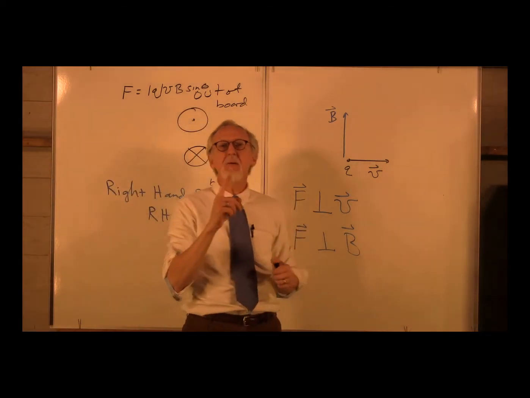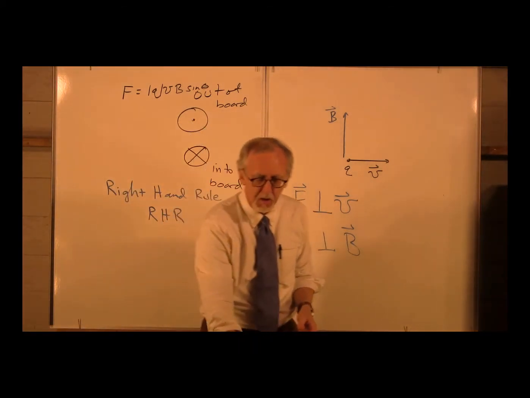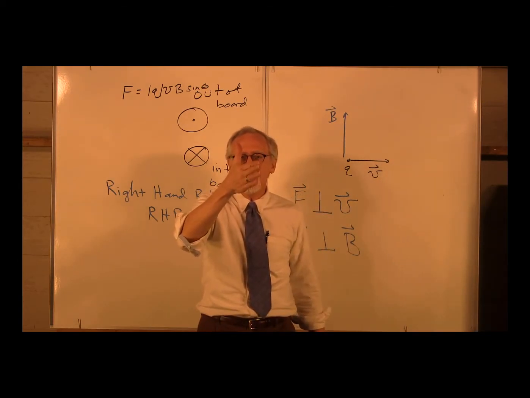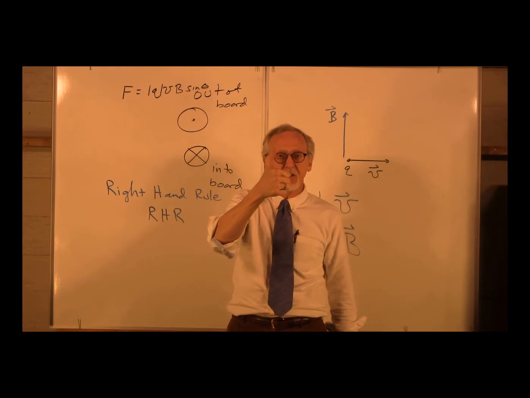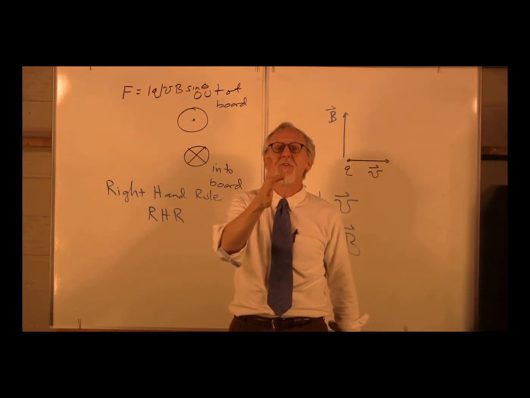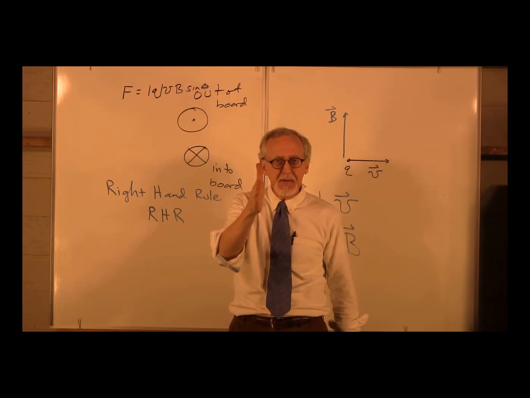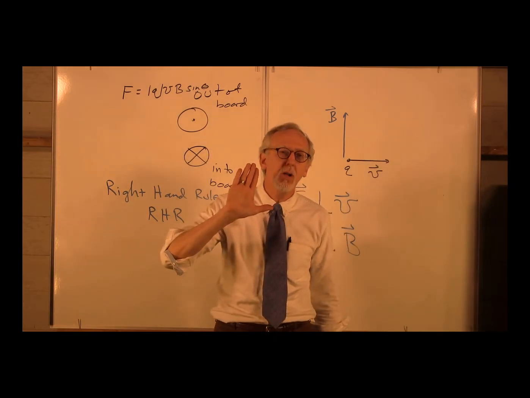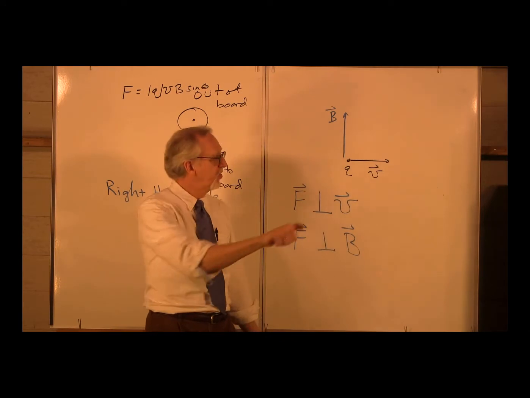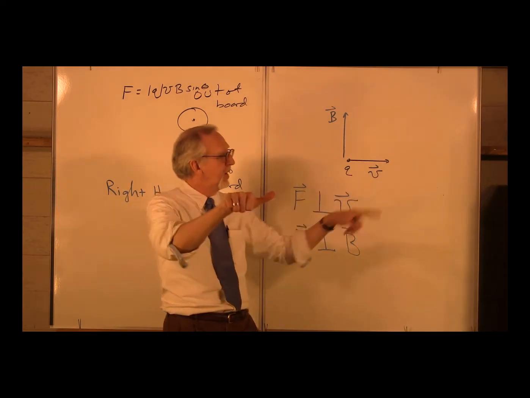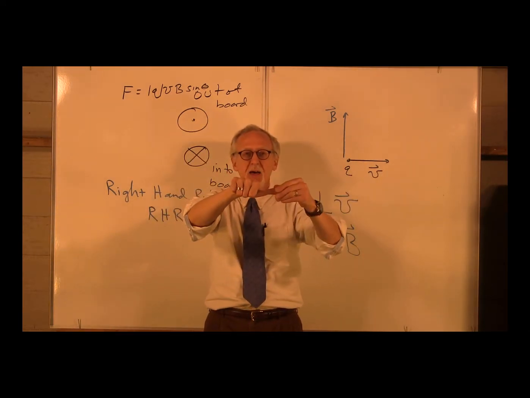VBF. So we point our thumb in the direction of V, our fingers in the direction of B, and then our hand will push in the direction of F. So let's try it in this case. We want our thumb to point that way, so we point our thumb that way.